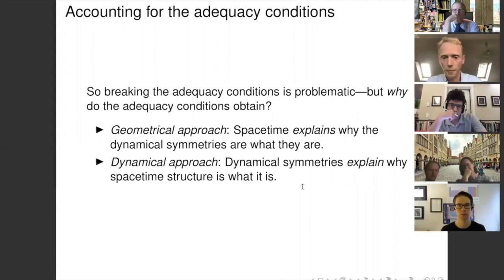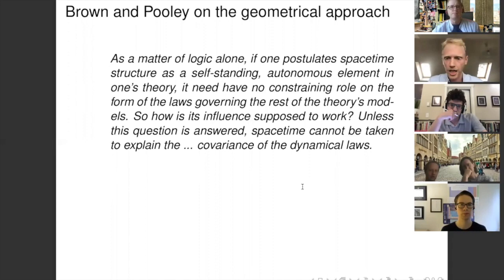So here's Brown and Pooley on this, where they're basically saying these things in one of their two articles from the early 2000s. They write this: as a matter of logic alone, if one postulates space-time as a self-standing autonomous element in one's theory, it need have no constraining role on the form of the laws governing the rest of the theory's models. So how is its influence supposed to work? Unless this question is answered, space-time cannot be taken to explain the covariance of the dynamical laws. And they cite various problem cases there where you have space-time structure, but the matter doesn't, or the dynamical laws don't have the same symmetries. And I'll come back to those problem cases in a bit.